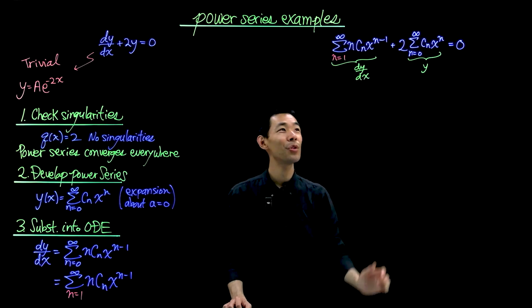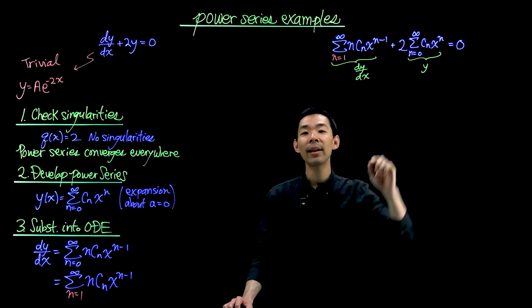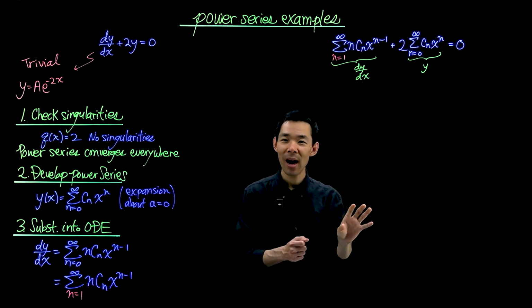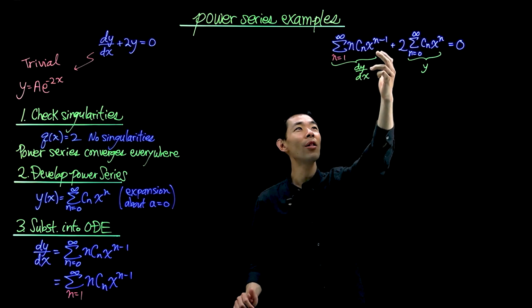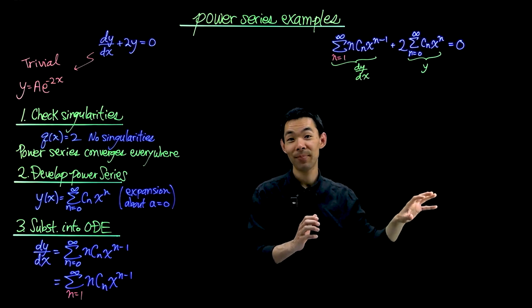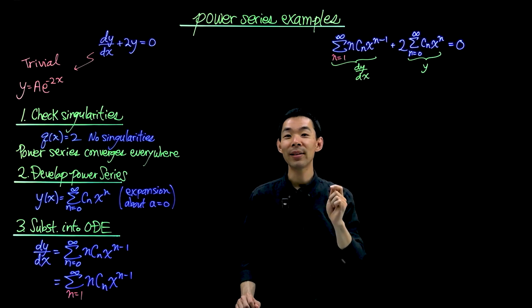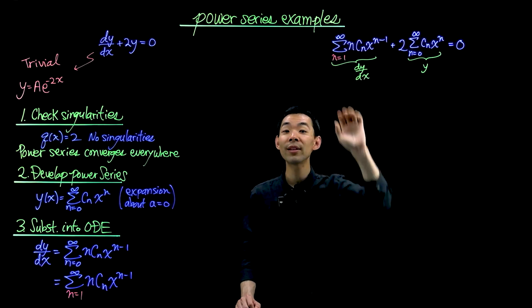Now, at this stage, you realize that x to the n minus 1 and x to the n are not of the same power. What we want to do is be able to collect all of the x polynomial powers and factor them out. So what we're going to do is make a substitution of the index n for only this first term.